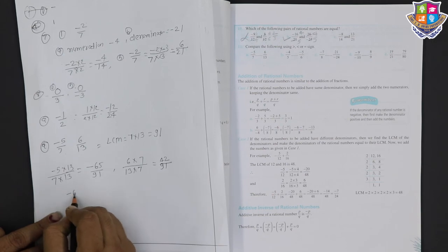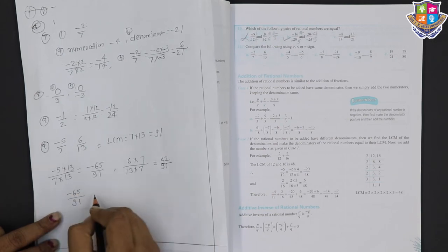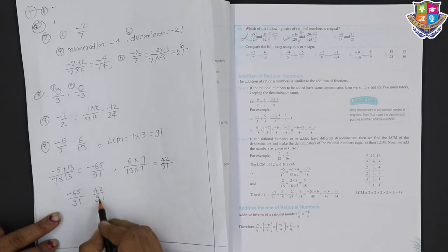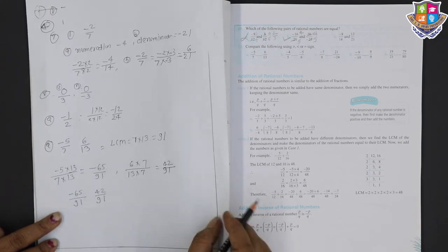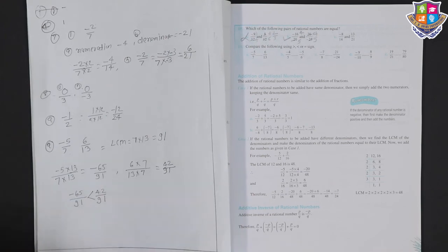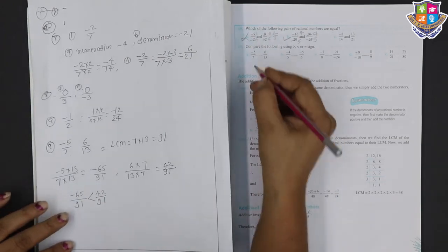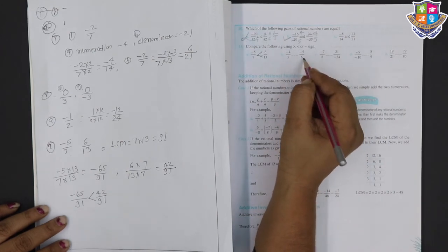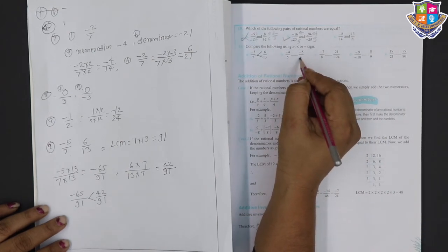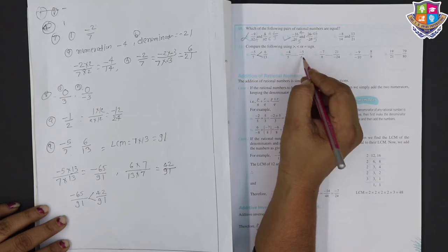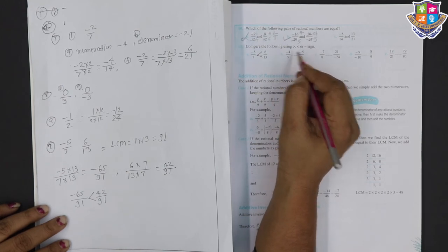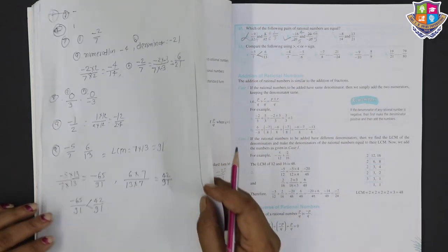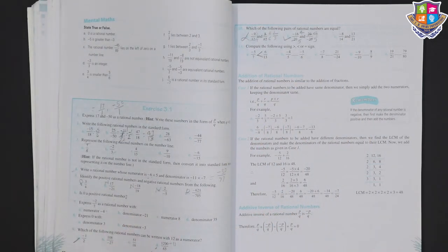Just see both the numbers. It is minus 65 upon 91 and here is 42 upon 91. Just see here, one number is negative and the other positive. That's why this is the greater one. Okay. So here you have to compare and write the sign. As I told you, when both the denominators are different, you first have to find the LCM and then compare the numbers. Okay. Have you understood, students, how to compare the numbers?